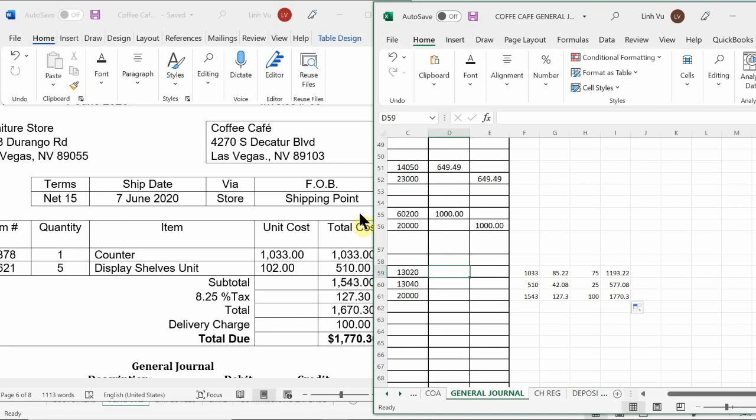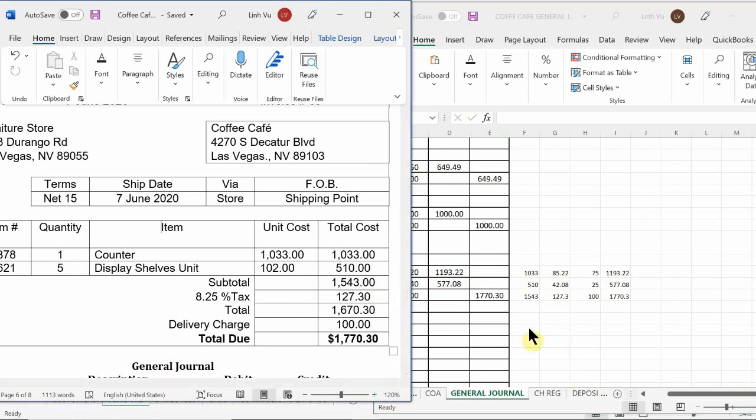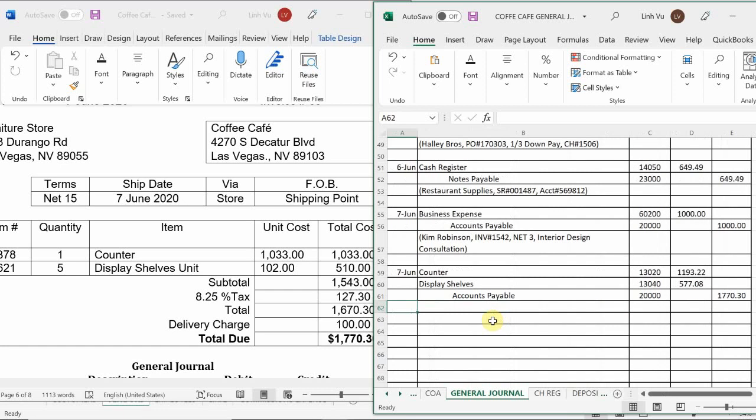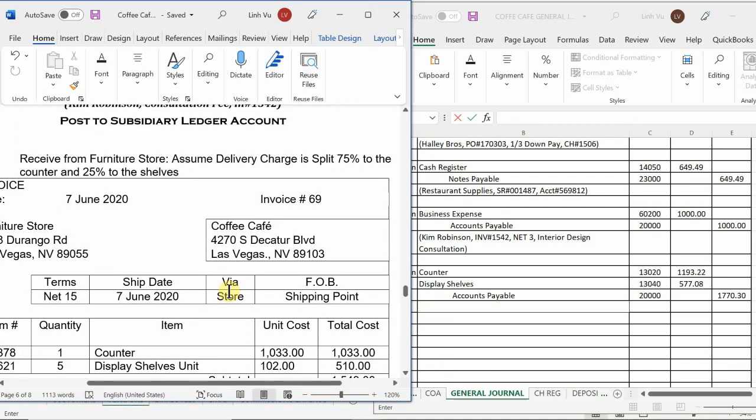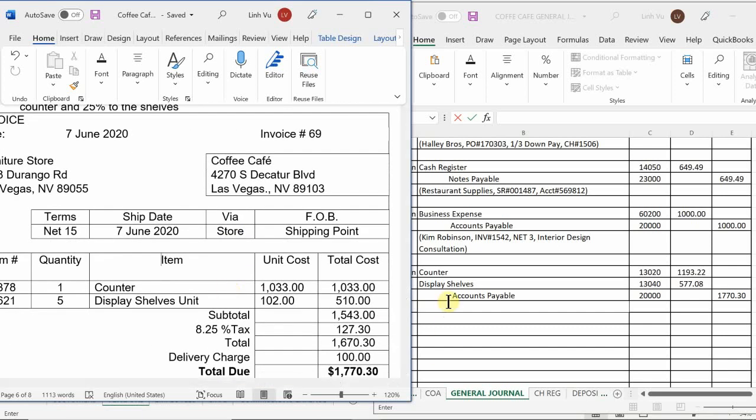So here we're going to go ahead and say this was $1,193.22. This was $577.08, giving you a grand total payment that you owe of $1,770.30, which is the exact amount that is on your bill. So, I have all the information I need for this bill, right? I have the date, I have the invoice number. The invoice number for my bill is right here at the top. Okay, so invoice number 69.